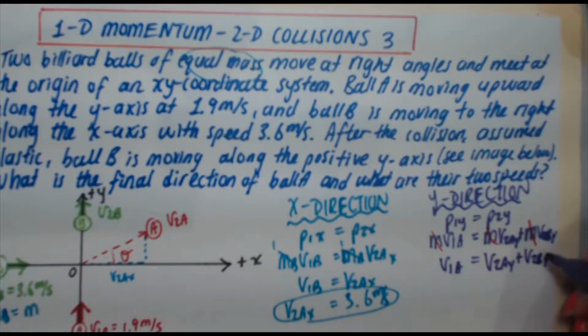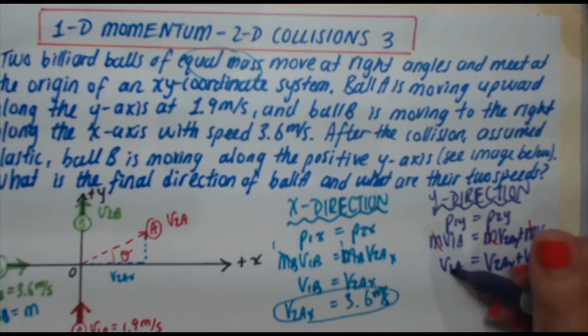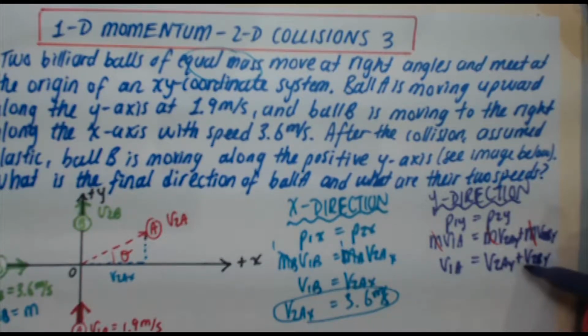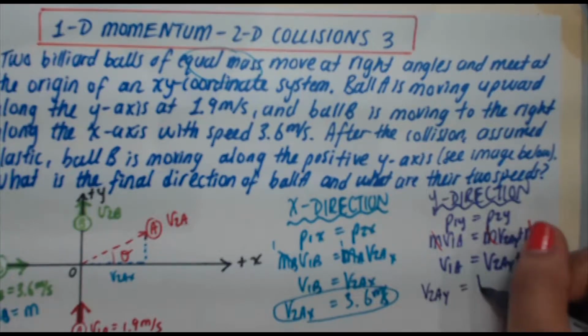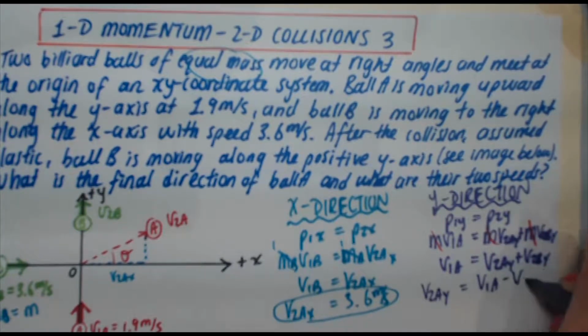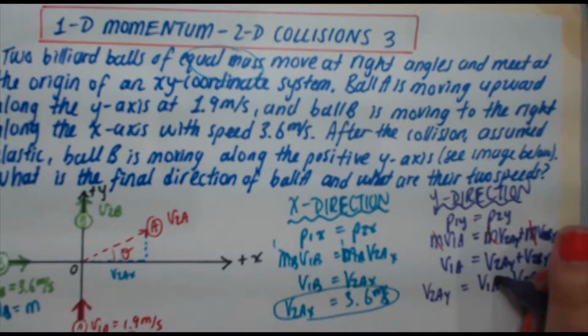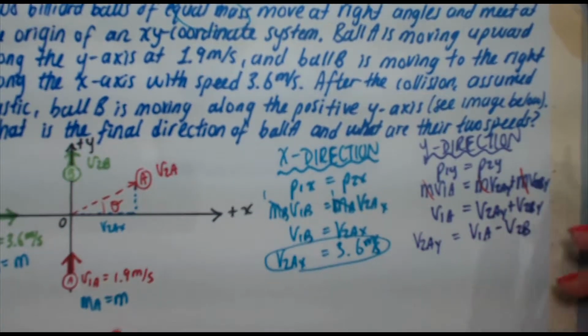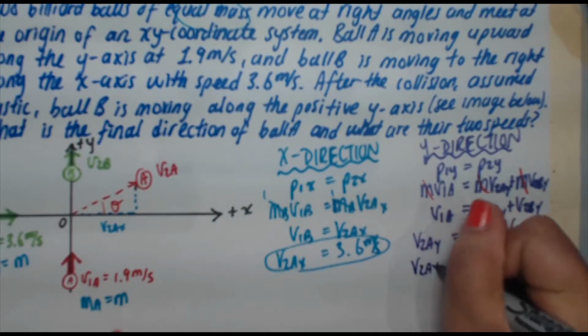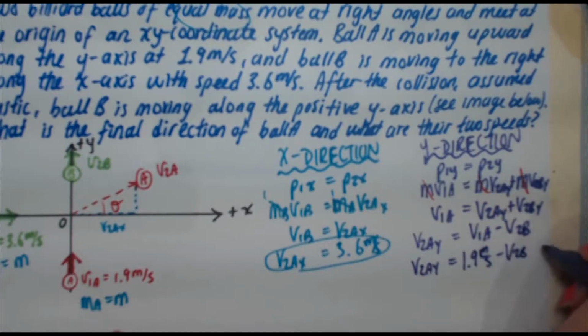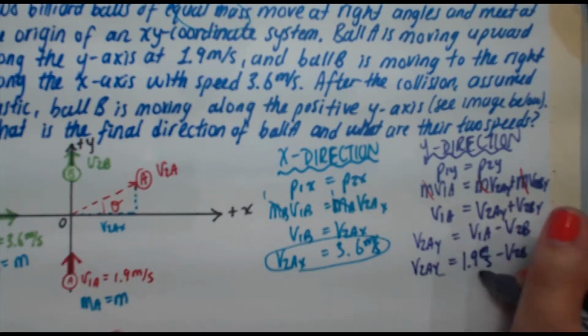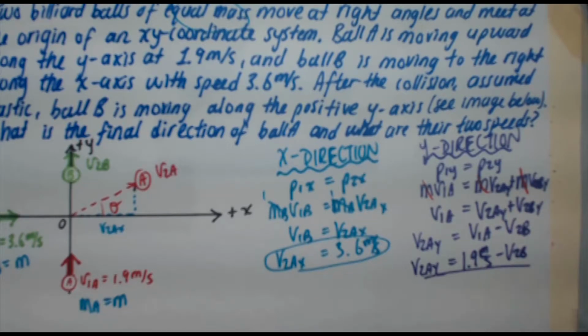Now let's solve for v2Ay because that's really what we're interested in here. If you want to solve for that, bring the v2By to the left, so you get v1A minus v2By equals v2Ay. Or if you want to write it with the v2Ay on the left, it's going to be v1A minus v2B. And guess what? We know v1A, it's 1.9 meters per second. So v2Ay is equal to 1.9 meters per second minus v2B. We don't know v2B. That's actually something else we're trying to look for. But we've got an expression that's almost on the way there.